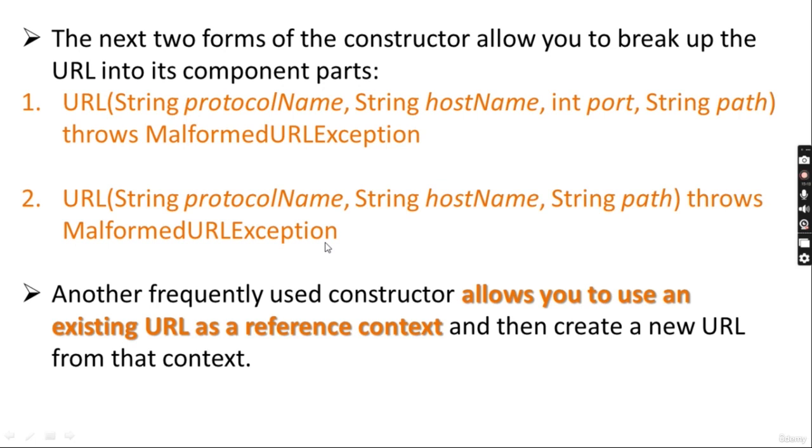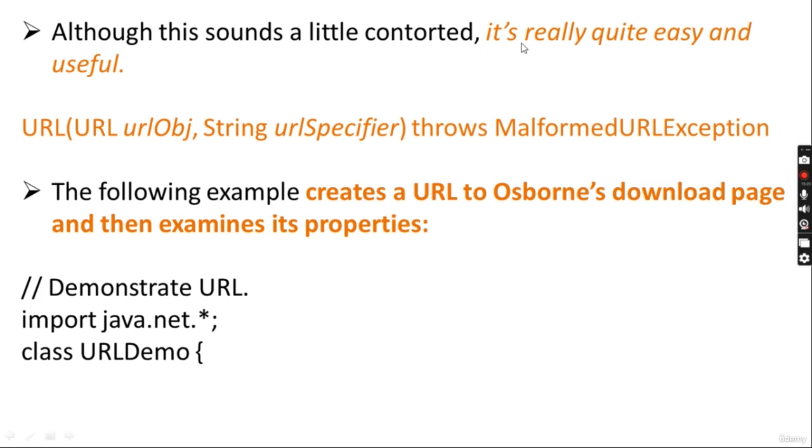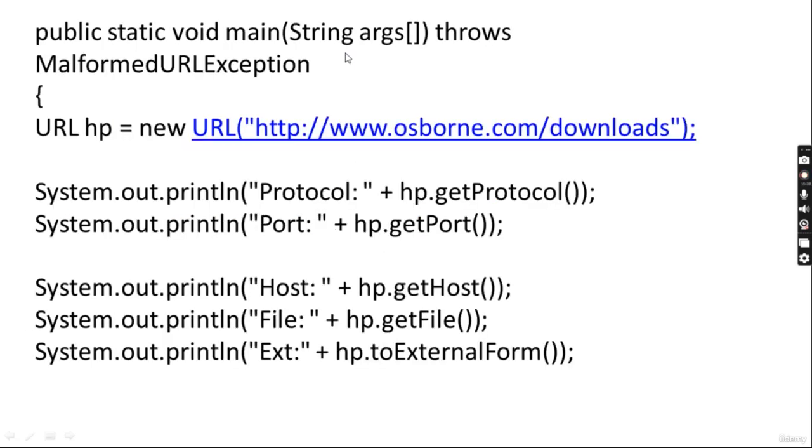Another frequently used constructor allows you to use an existing URL as a reference context and then create a new URL from that context. Okay, it is really quite easy and useful. URL(URL urlObj, String urlSpecifier) throws MalformedURLException. Now we will see the example that creates a URL to Osborne's download page and then examines its properties. Okay, so the download page is here.